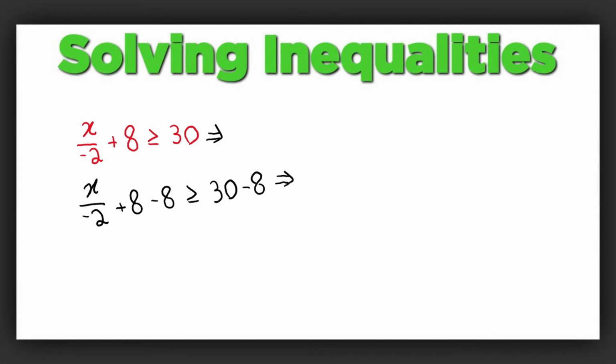We are going to keep x over negative 2. We will not write 8 minus 8 again because it will be 0. We will keep the sign and 30 minus 8 will be 22. So now we are going to remove negative 2. X is getting divided by negative 2.